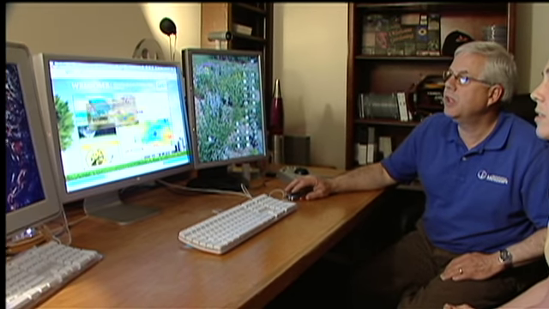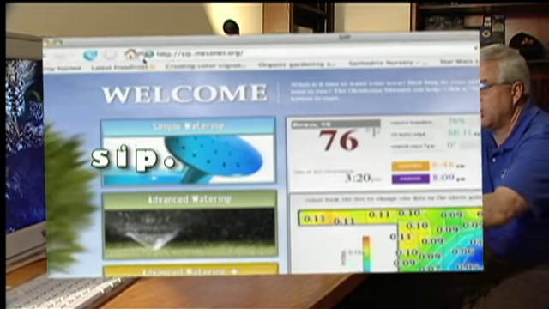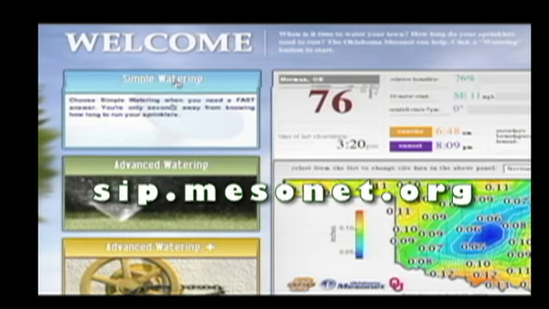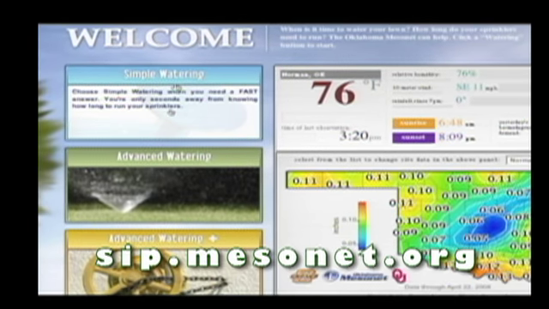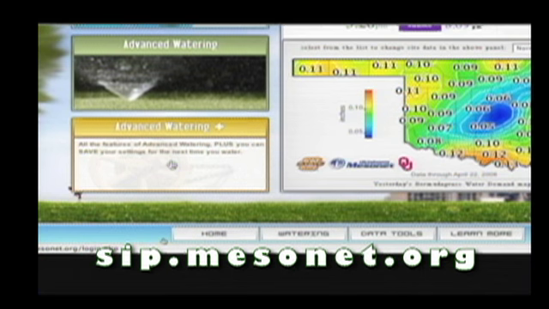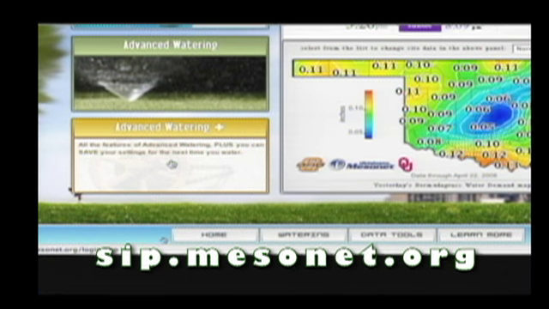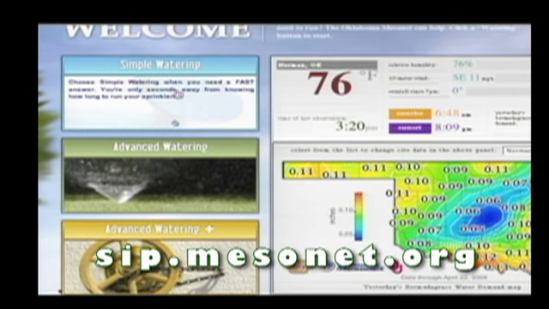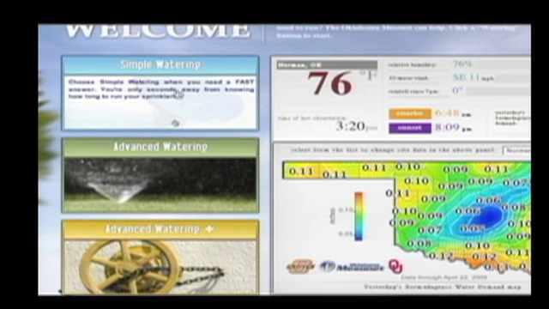Okay, why don't we demonstrate how to use the program? Okay. And we'll go ahead and walk through it. Well, the first thing, of course, is the website. It's sip.mesonet.org. As we come down the page, there's a simple watering plan, then there's an advanced watering plan, and advanced watering plus. And we're going to save those last two and go back up to the simple watering, because if you're doing that, you can get an answer in 5 to 10 seconds.